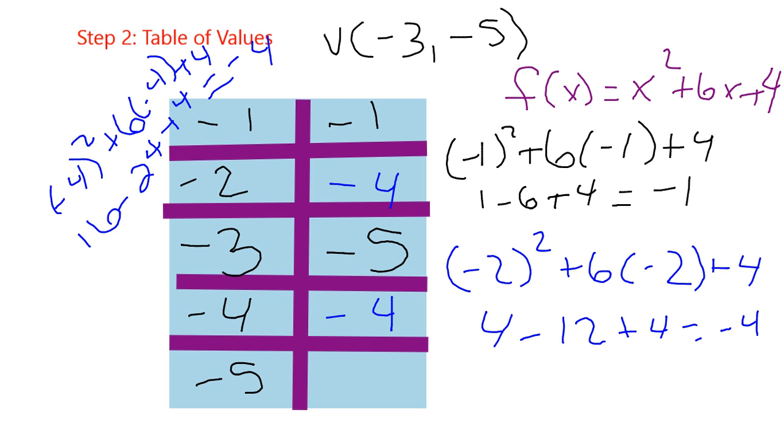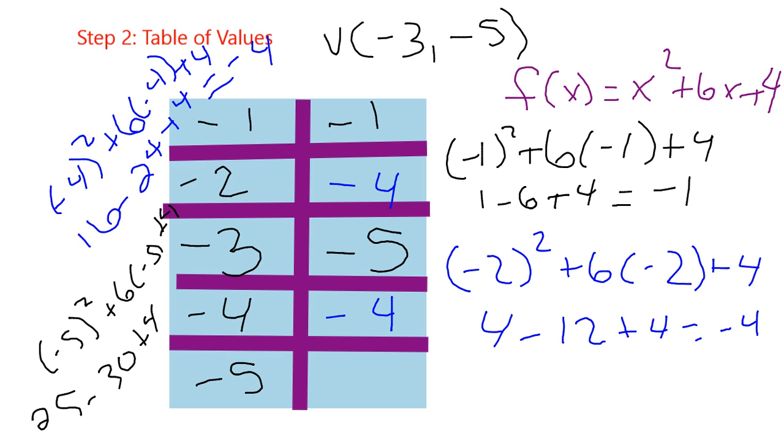And then lastly, let's do the negative 5. I have negative 5 squared plus 6 times negative 5 plus 4. Negative 5 times negative 5 is 25. 6 times negative 5 is negative 30, plus 4 gives us a negative 1. Again, negative 1 sounds familiar. So let's look here. Let's see what happened.